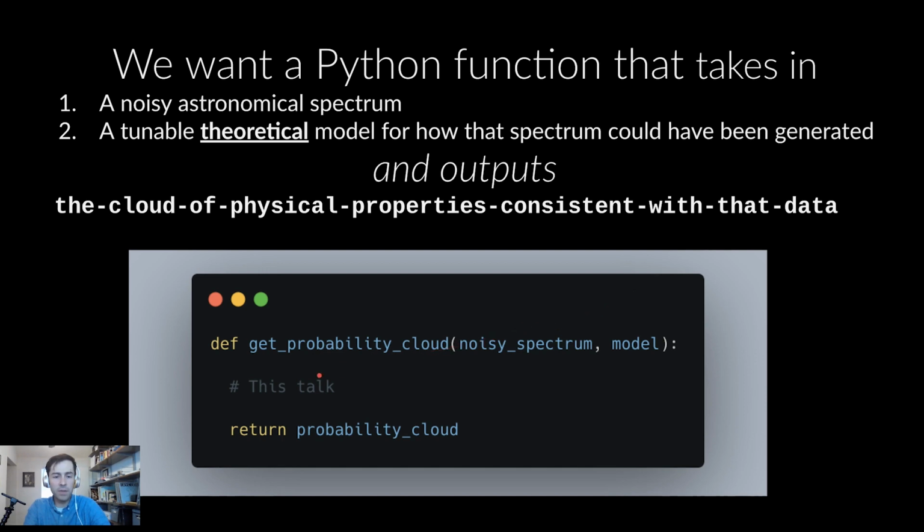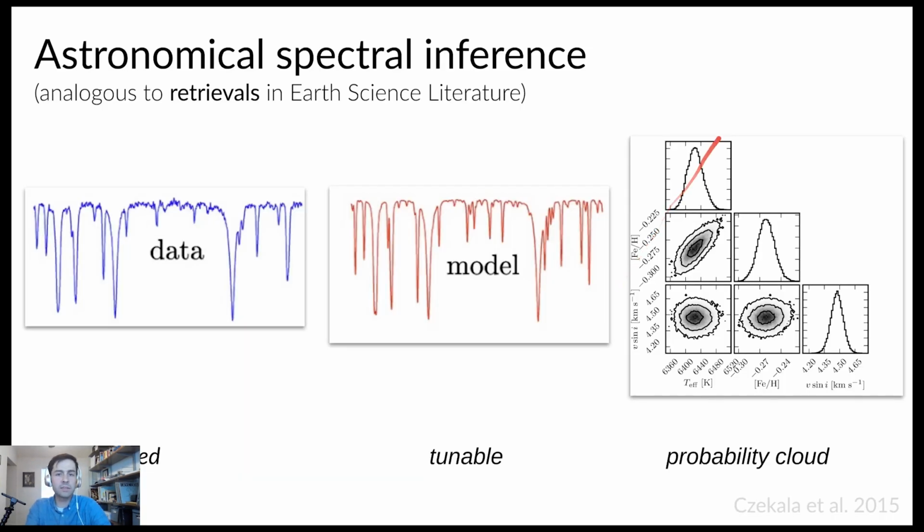So that's what this talk is about, and broadly we refer to that process as astronomical spectral inference. It goes by other names, retrievals in the earth science literature. And the key idea is that you have some fixed data and you want to doctor your model to look like that data. You want to tune the model to look like that data. And the set or the volume of models that are compatible with the data produces a probability cloud where you have your best fit, maybe somewhere in the middle, and then you have plausible values surrounding that. And this is basically Bayesian inference here.